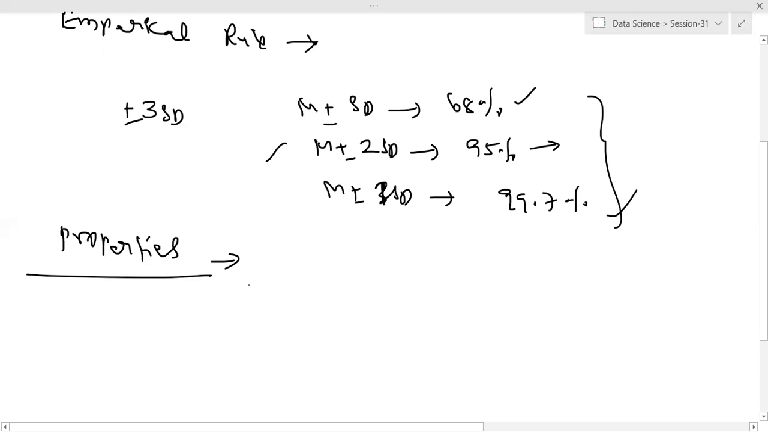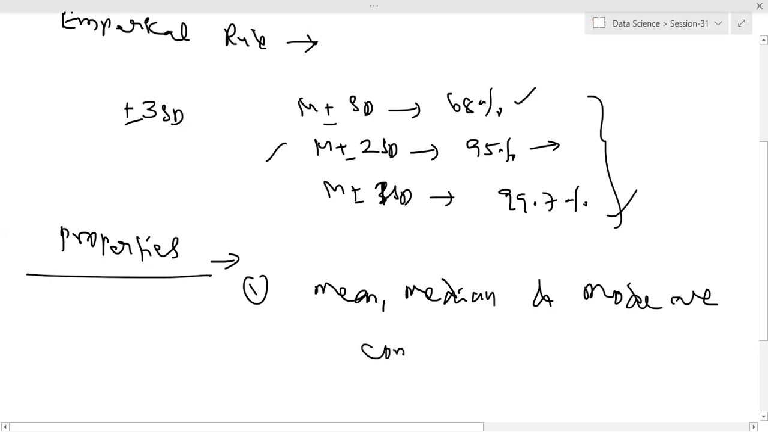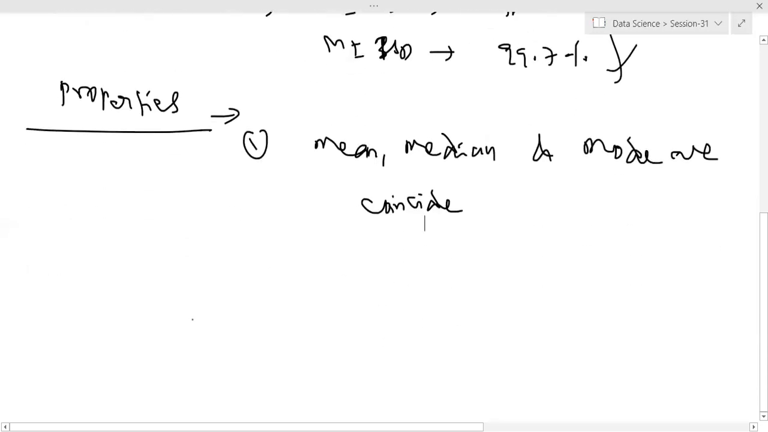Yeah, mean, median and mode are almost coincident. Very good. Mean, median and mode coincide. It has a bell-shaped curve. And you have an empirical rule. Very good. Okay. And the second, uniformly on both sides. Excellent. Bell shape is giving enthusiasm.